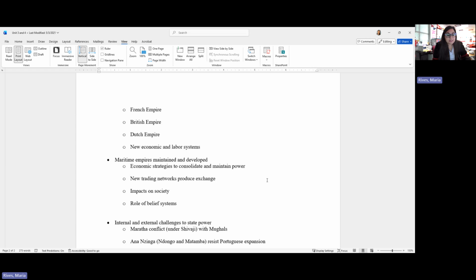New economic and labor systems. Again, this is all tied to mercantilism. The Spanish exploit the Incan Mita system to force the natives in South America to work in the mines, mining silver. The encomienda system is used by the Spanish to force Native Americans in their Mesoamerican colony to grow food on the hacienda, farming or ranching.